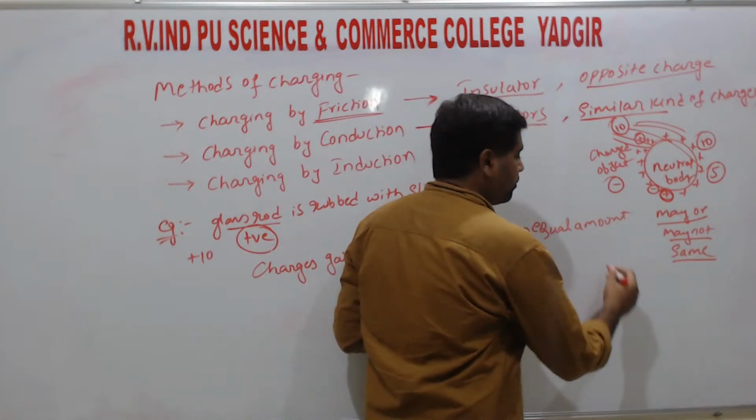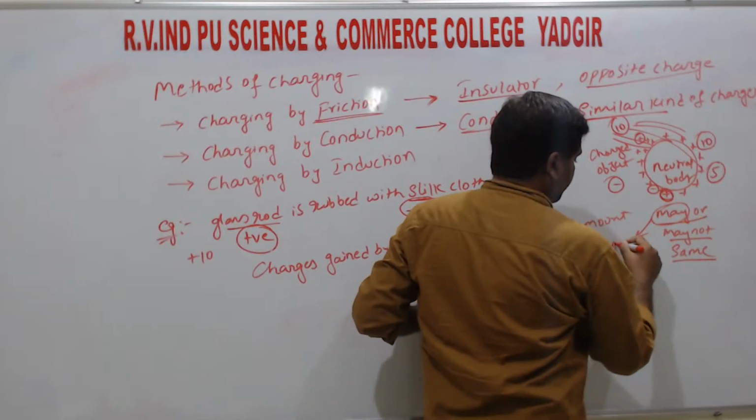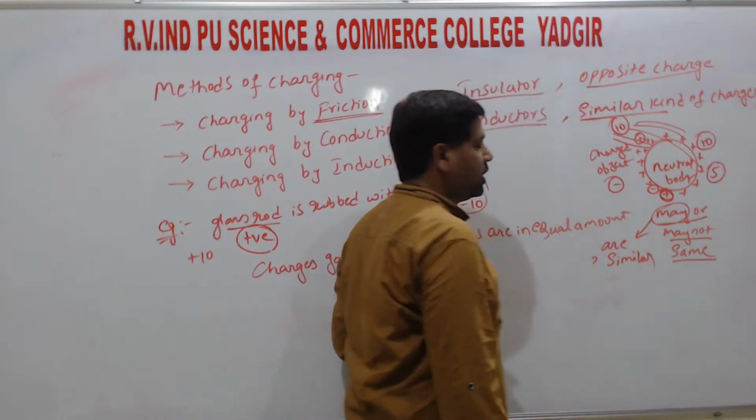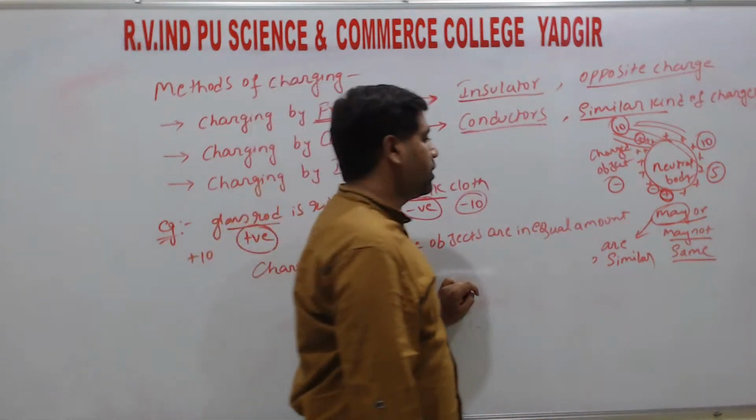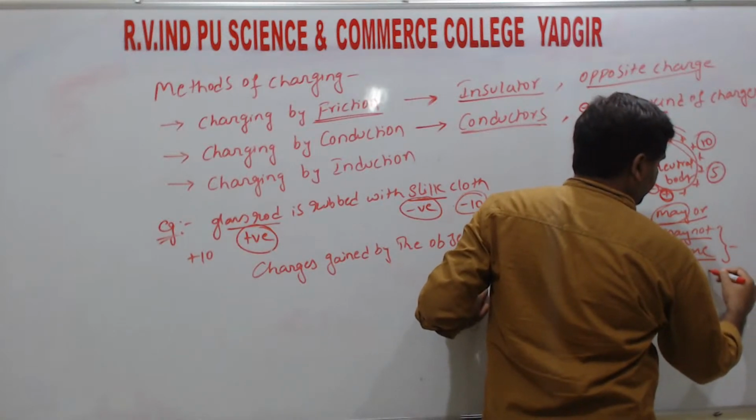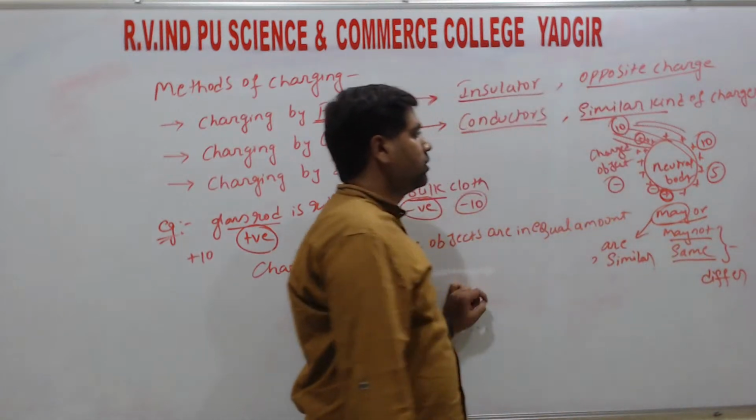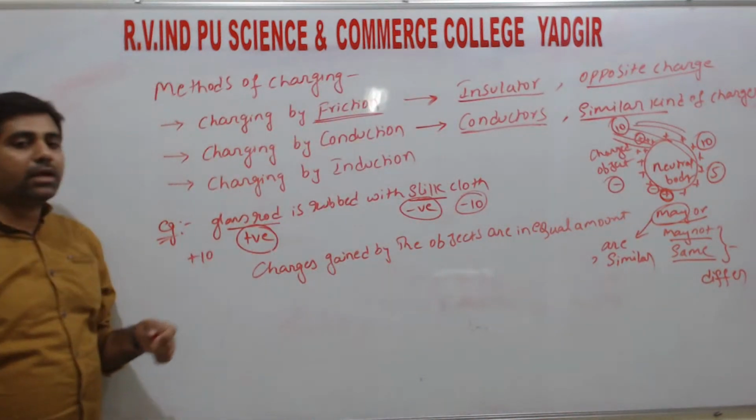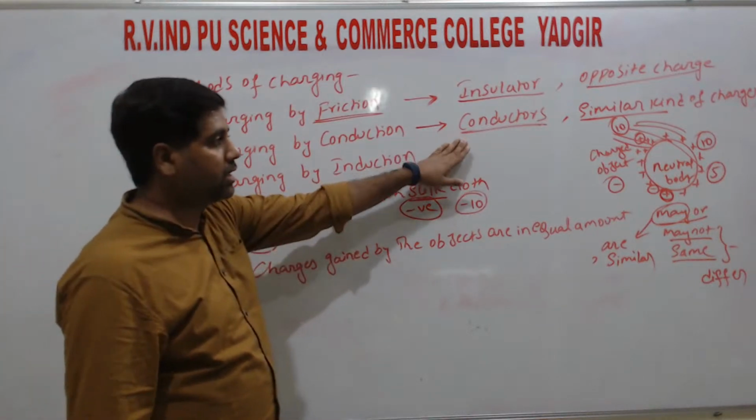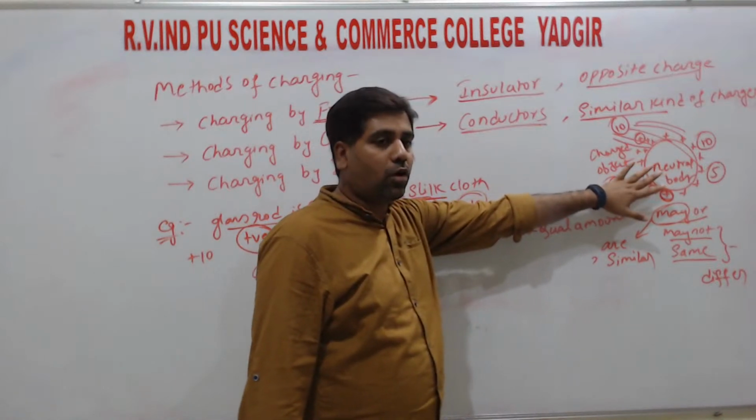So when it is same, it means the two bodies are similar. If two bodies are similar, then the charges will be the same. If two bodies are different, then the charges will not be the same, right? So this is about charging by conduction. Conduction takes place in conductors. Similar kind of charges will be obtained on the neutral body.